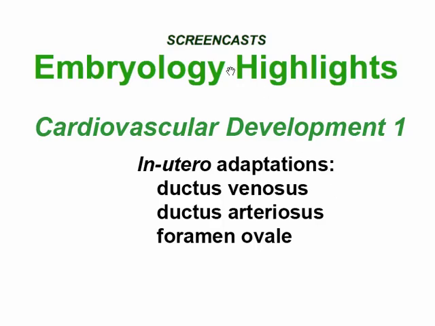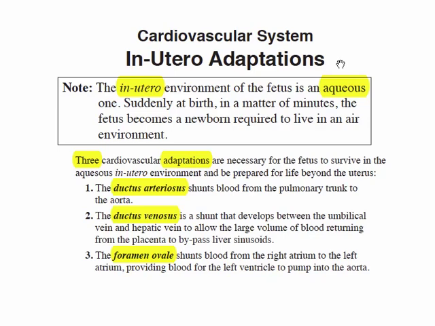This Embryology Highlights screencast deals with cardiovascular development, presenting in-utero adaptations, the ductus venosus, the ductus arteriosus, and the foramen ovale. The fetal environment in utero is an aqueous one. Suddenly at birth, the newborn must adapt to surviving in the air environment within a matter of minutes. The three adaptations that allow for this adjustment are the ductus arteriosus, the ductus venosus, and the foramen ovale.